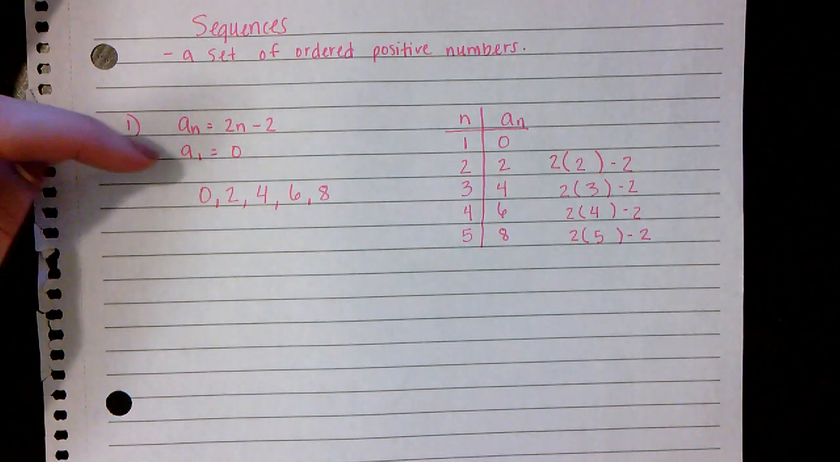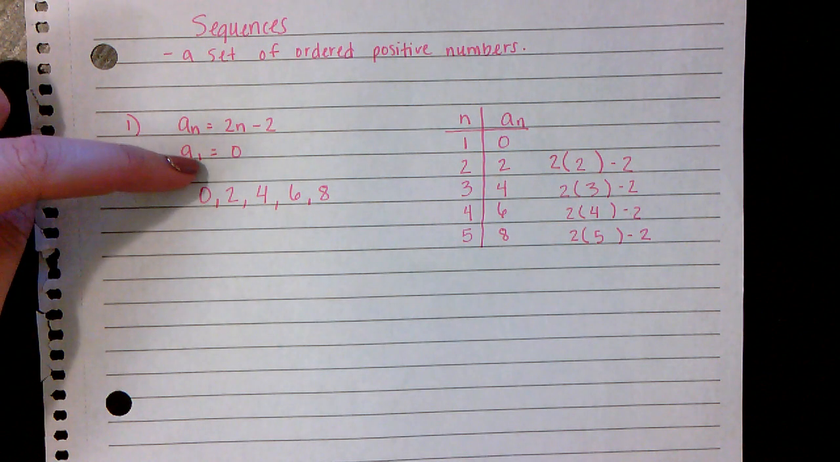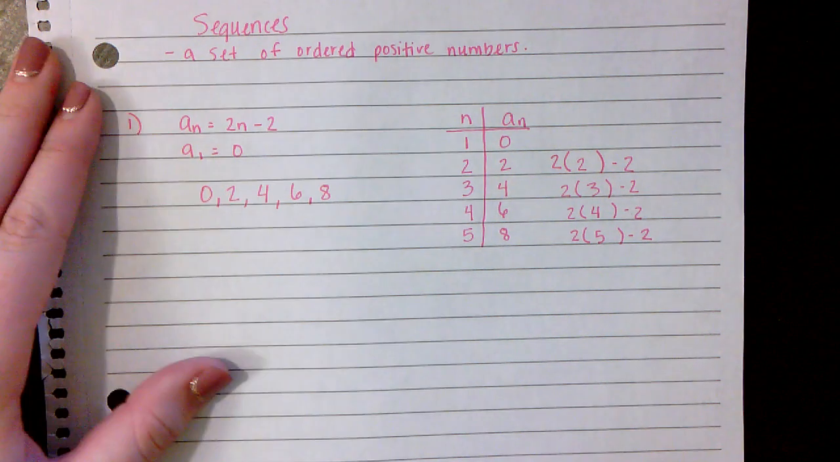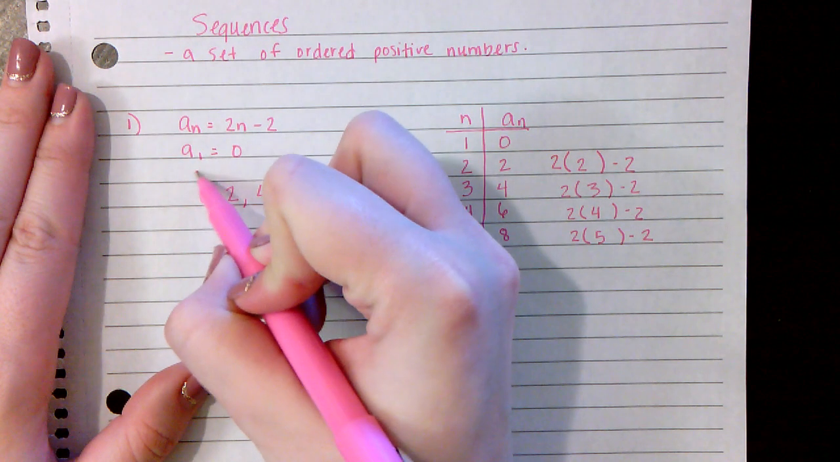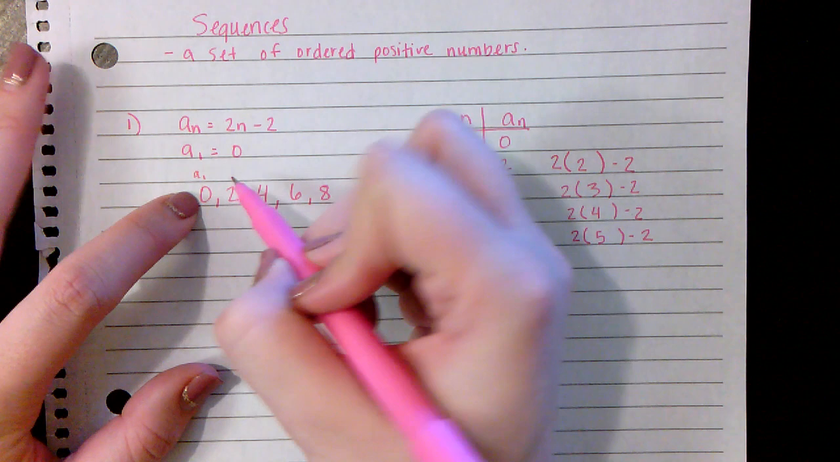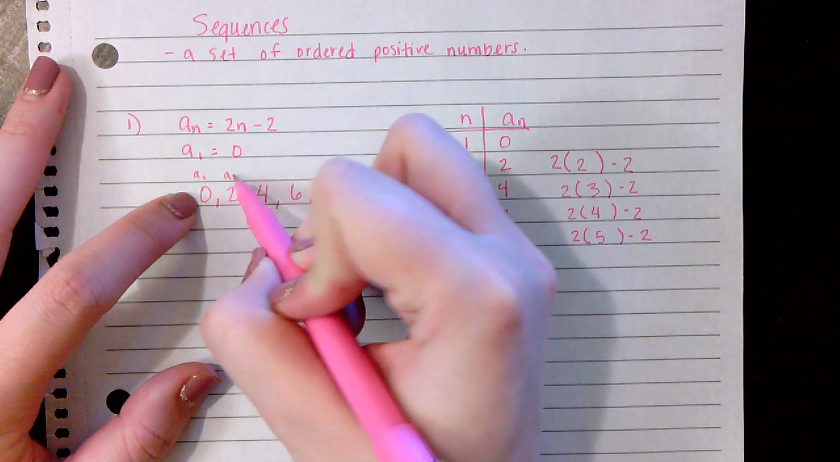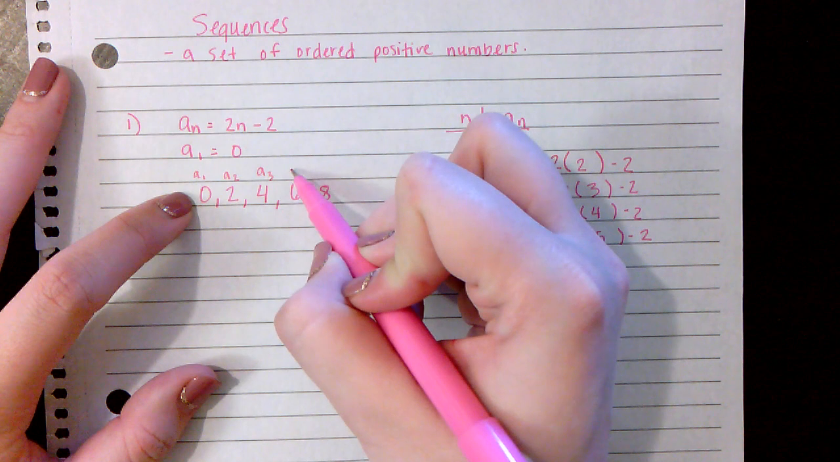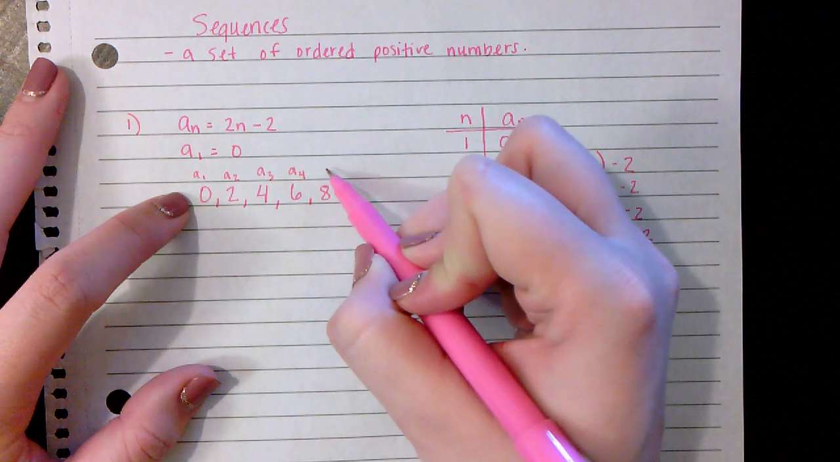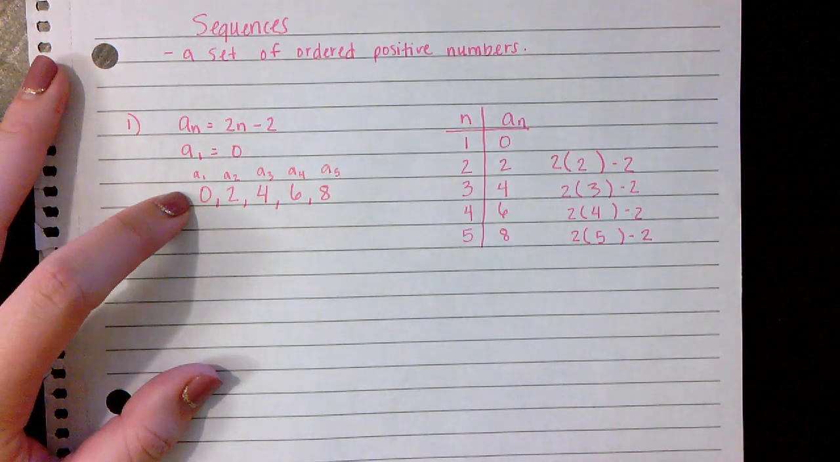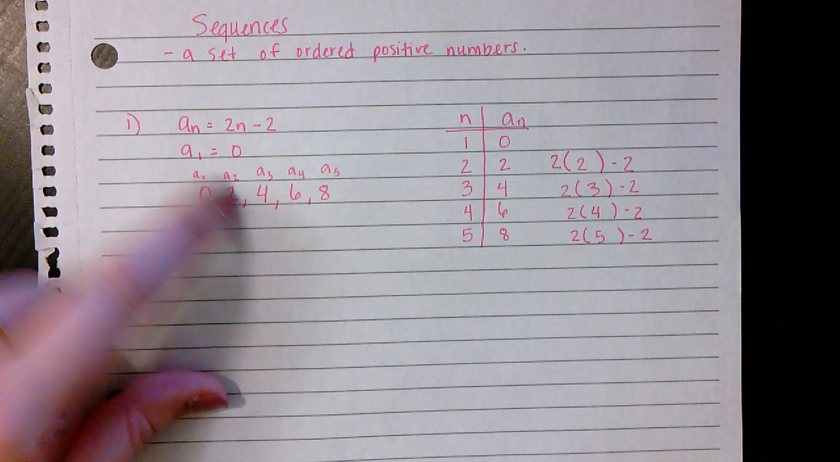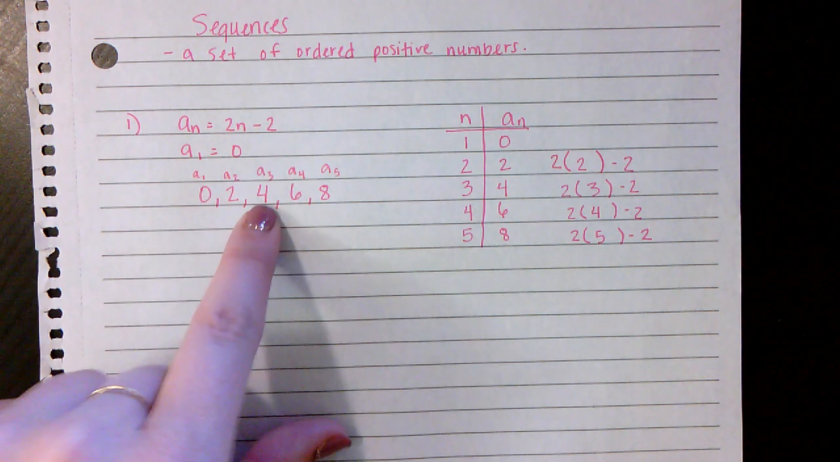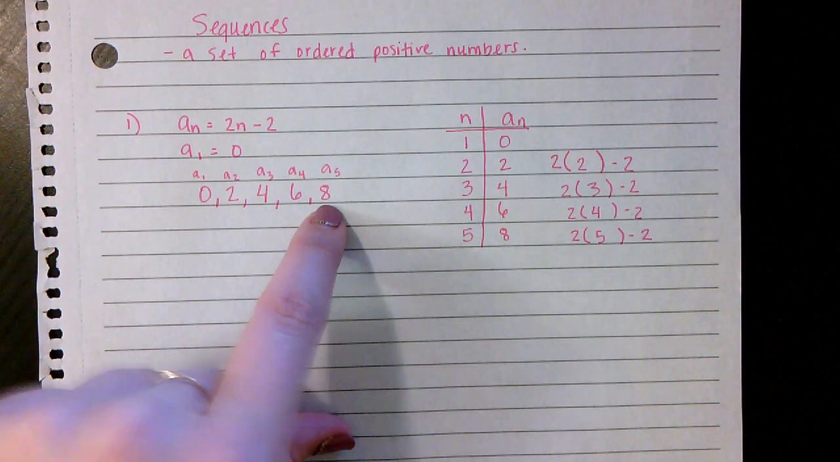Whereas in sequences, the n value is the term spot. So 0 is a sub 1, sorry. 2 is a sub 2. 4 is a sub 3. 6 is a sub 4, and 8 is a sub 5. That's the first term, that's the second term, that's the third term, that's the fourth term, and that's the fifth term.